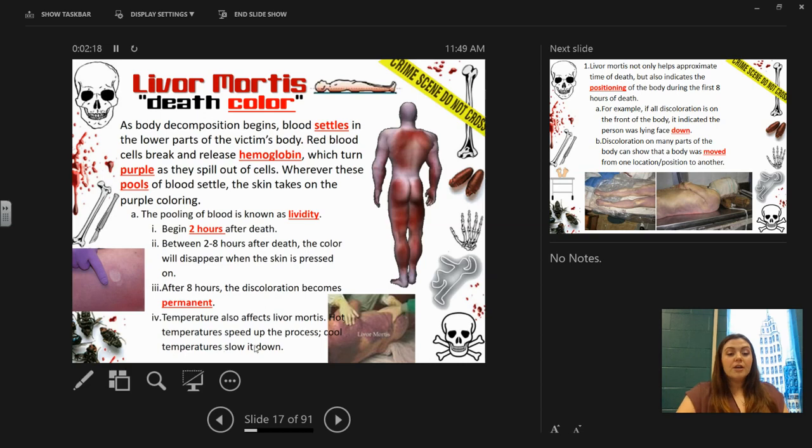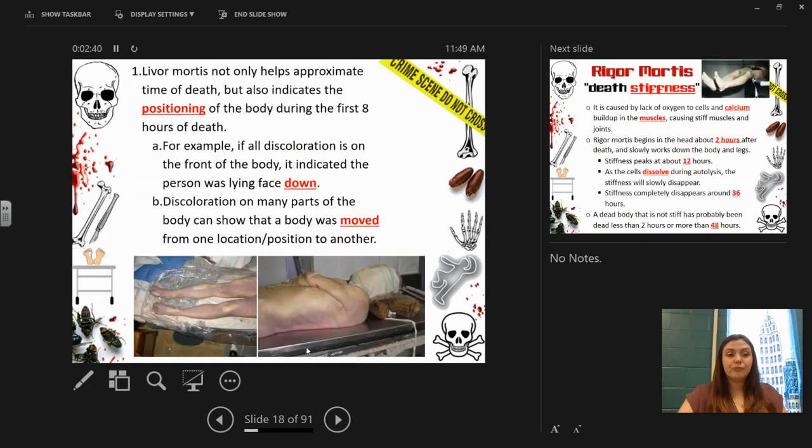It's permanently changed. So temperature also affects livor mortis. Hot temperatures speed up the process. Cool temperatures slow it down. That's pretty much true for all the processes. So in a hotter climate, this is going to happen faster. In a cooler climate, this is going to happen slower. So it is an average. You really do have to know the temperature of what the body was going through to make sure you know what time the color is telling you.